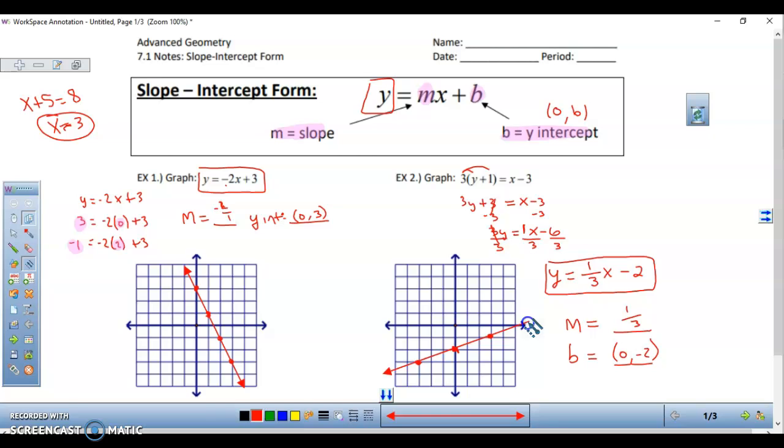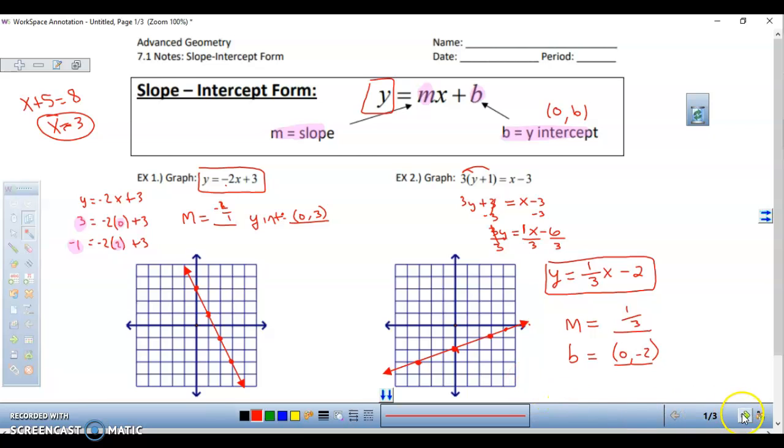And remember, the point here is that any ordered pair anywhere on this line, even this little guy, whatever it is, when I plug in the x and y coordinates, it'll make this equation true. And that's why we graph those lines.